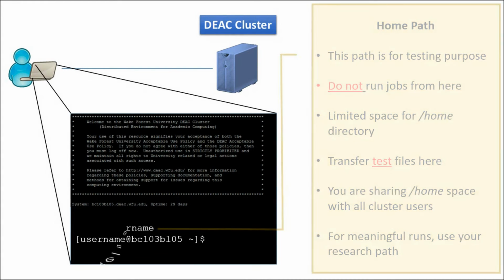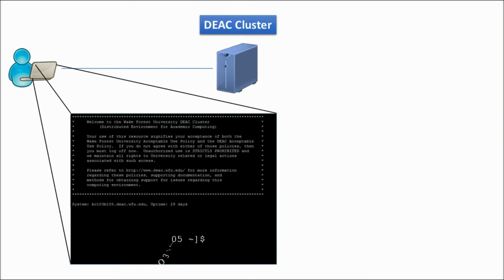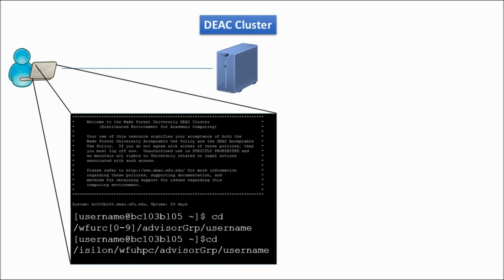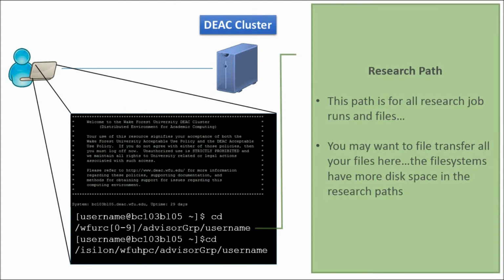The research path looks a little bit different from the home directory. In the current format on the Reynolda campus, the directory will start with WFURC and a number associated with it. Then you will have your advisor's folder, followed by your username. For medical school users, you will have your research path under the ISILON and WFU HPC folders before getting to your advisors' and research labs' directories. And then you will see your folder name under your own username.